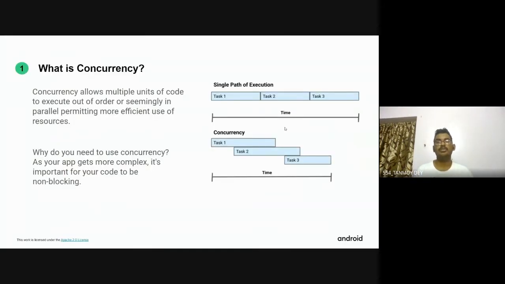Before I tell you about threads and coroutines, it is important that you understand what concurrency is. Concurrency allows multiple units of code to execute out of order or in parallel. In layman's terms, it's like if you're walking on the road and listening to music at the same time, or if you're cooking something and watching a video, you're performing multiple tasks at the same time, right? Concurrency basically stands for that. Why do we need to use concurrency? As the app gets more complex, it's important for the code to not block other aspects of the app from each other. This is why we use concurrency.